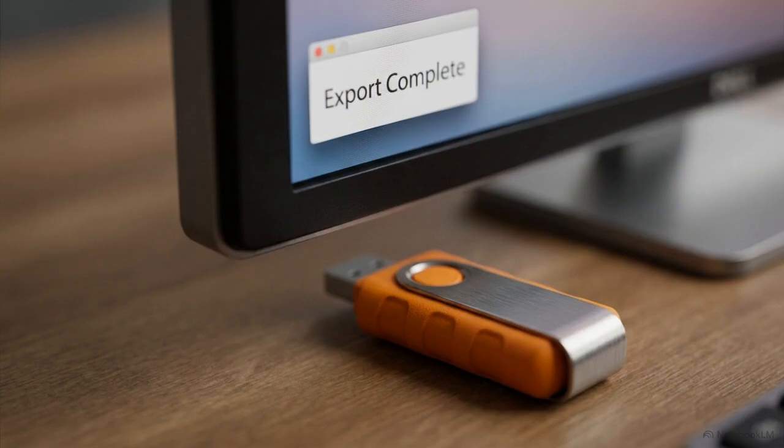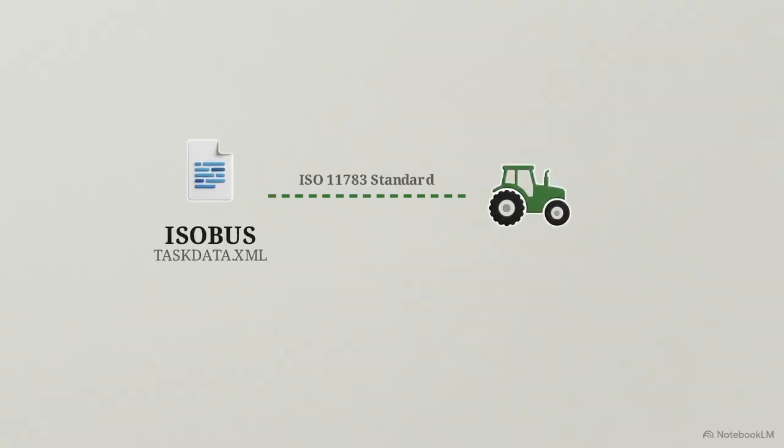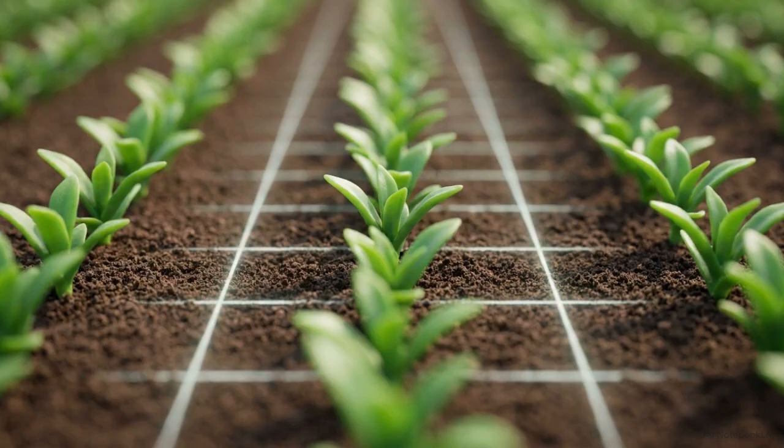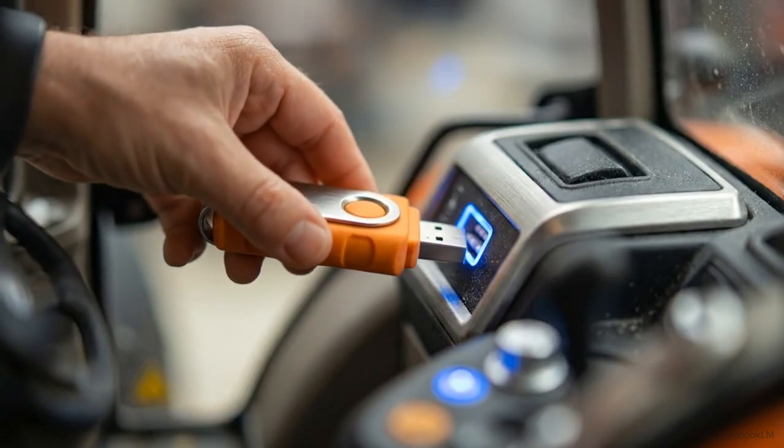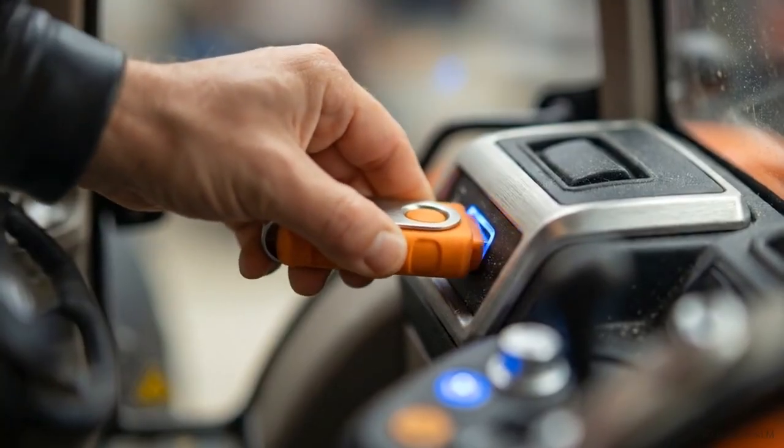Relying on the strict ISOBUS standard for this handoff removes the risk of manual data entry. It ensures the variable rate seed and fertilizer instructions hit the hardware exactly as the AI modeled them. This is the physical culmination of the entire process. You carry the intelligence out of the digital environment and load it straight into the machinery.